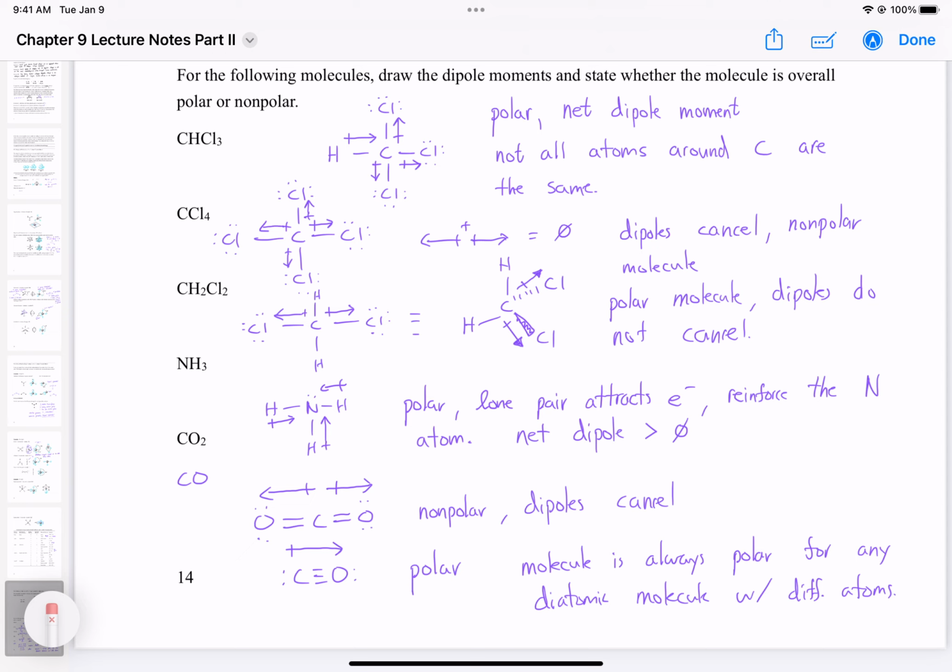Okay. But anyway, that'll be it for chapter 9. So that's it for chapter 9: drawing Lewis structures, evaluating the shapes, drawing dipole moments, and figuring out if a molecule is polar or not. This may have been familiar. If you took chemistry before, you probably have seen the polarity of molecules.